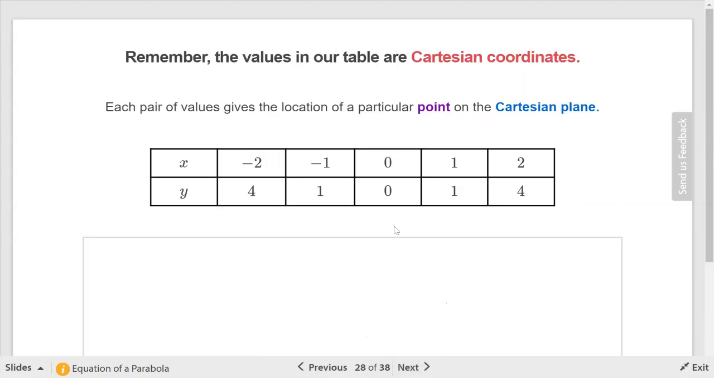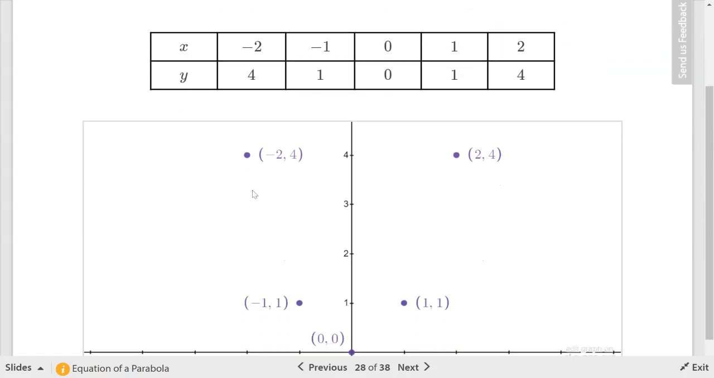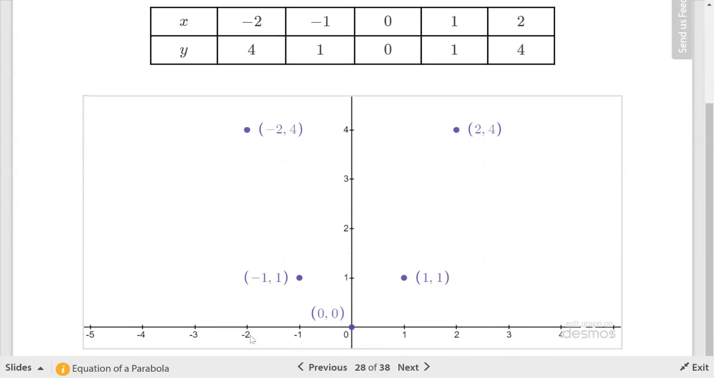Alright. Each pair of values gives the location of a point on the Cartesian plane. Let's have a look at -2 and 4. Go 2 left and 4 up. So you're plotting the point -2 on your x, 4 on your y, and that's your first point over there.